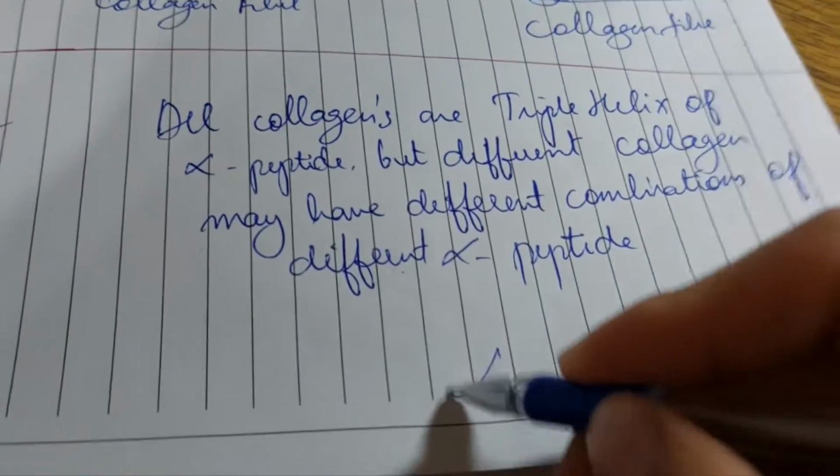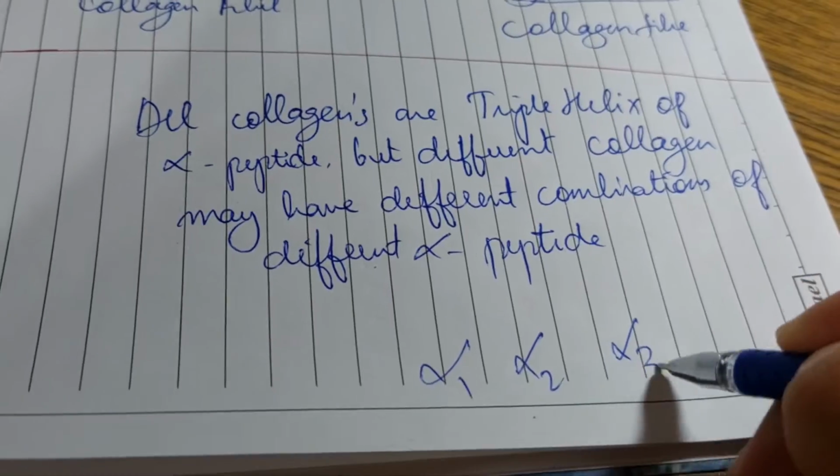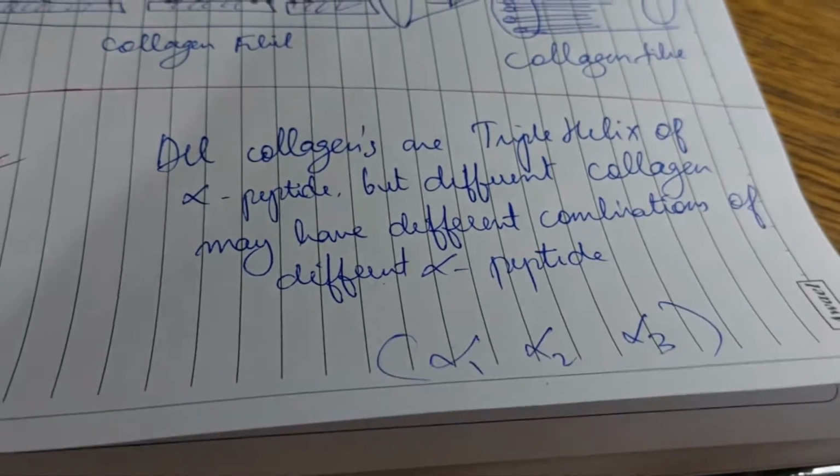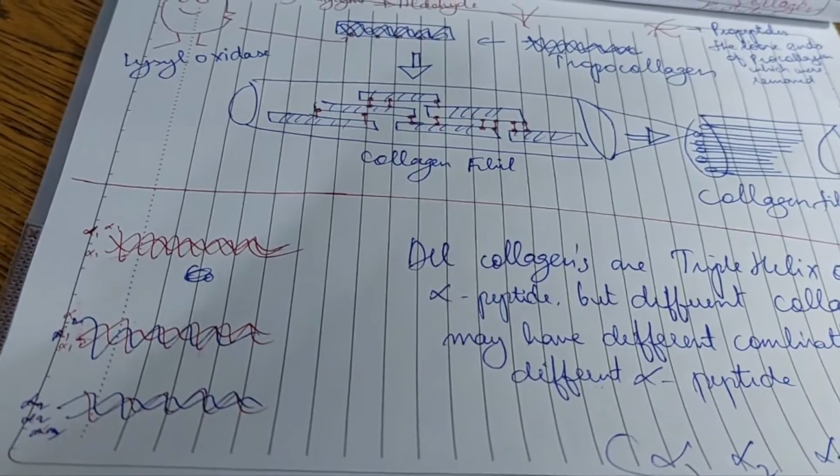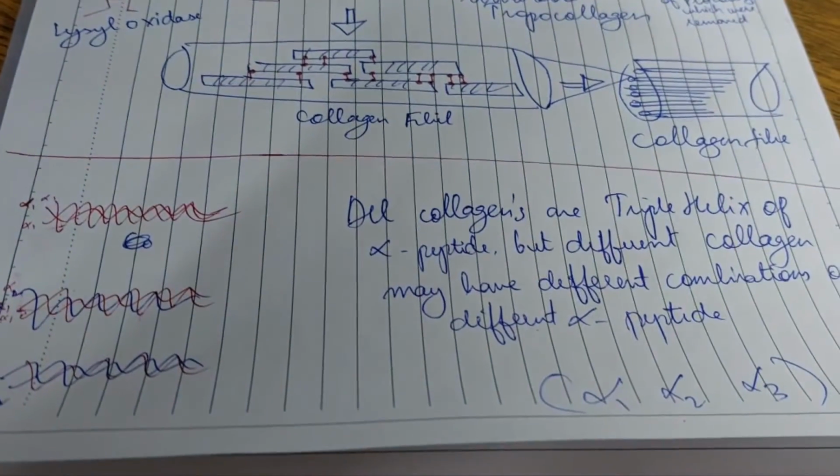So we have three alpha peptides, right? We have alpha 1, alpha 2 and alpha 3. So we can arrange these three alpha peptide chains in different combinations to form different types of collagen.